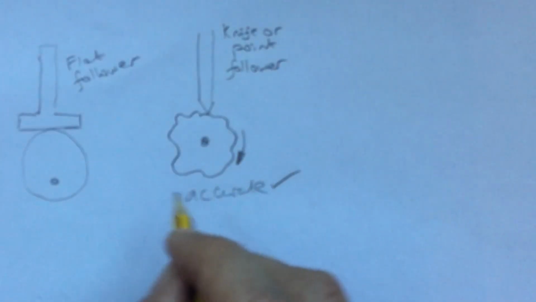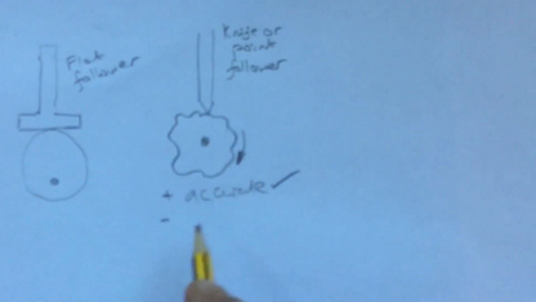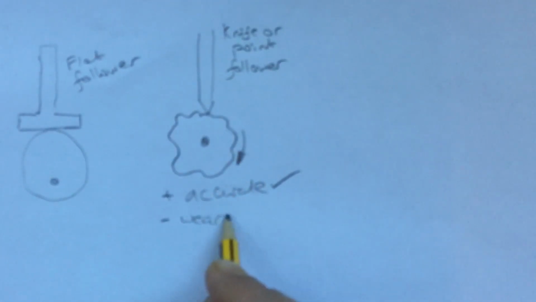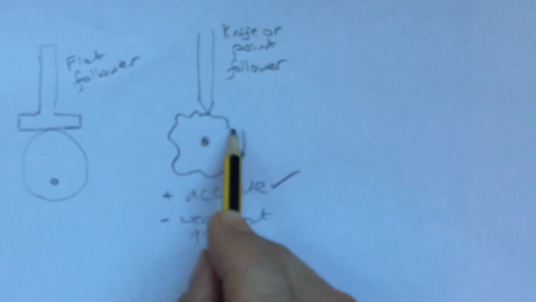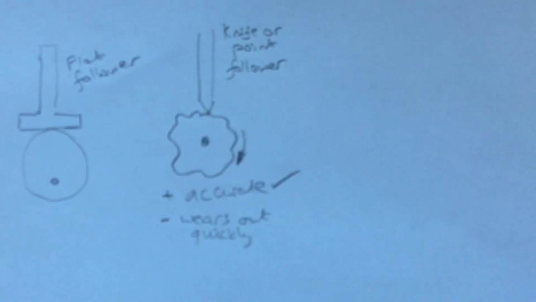Okay, on the downside, because it's got a sharp point, it wears out quickly because you've got moving parts. You've got a very small part there where it goes to a point, and obviously that's going to wear out.